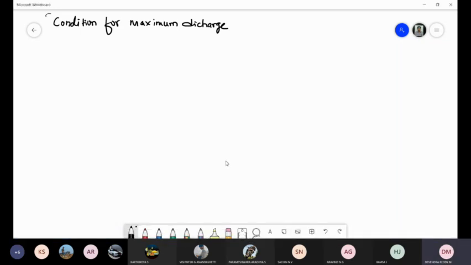Condition for maximum discharge. You have taken the heading as condition for maximum discharge. In bracket you can take critical pressure ratio.